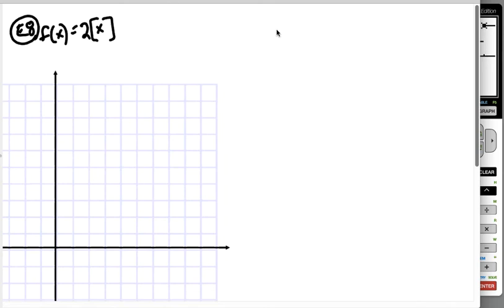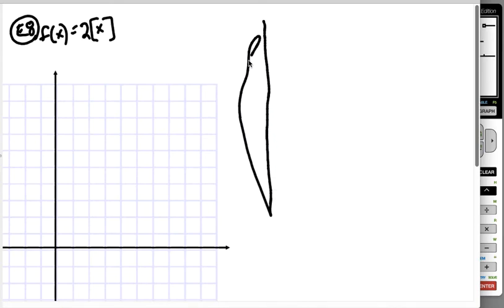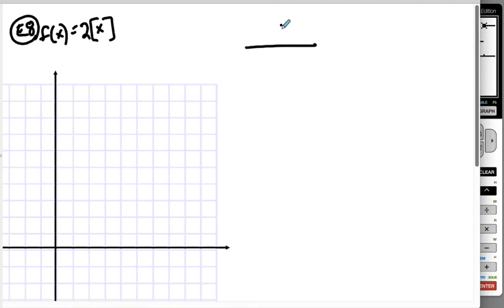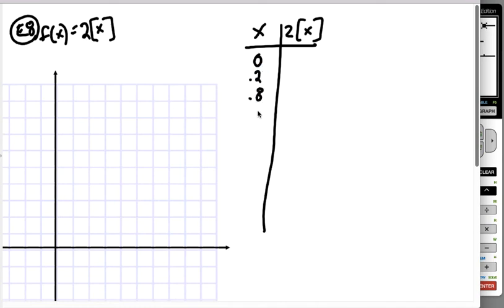So I'm going to go ahead and use the cheat, where I recognize that it really doesn't matter a whole lot how many decimals I plug in. So this is my x, this is double of this round down function, right? So we'll just use mostly stuff in quadrant 1 to save our sanity. So let's do 0, 0.2, 0.8, 1, 1.2, 1.8, 2, 2.2, 2.8, and 3. That should be plenty to get our graph done.